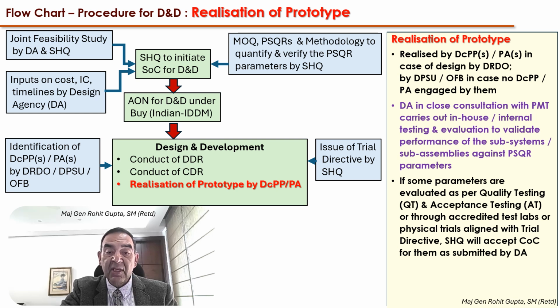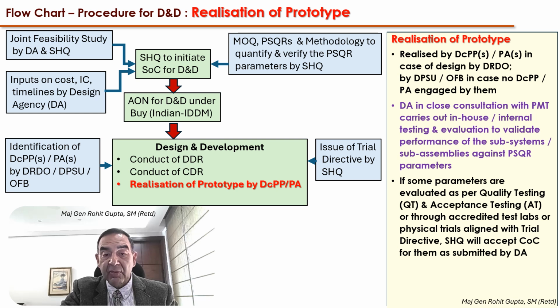The design agency is still responsible for hand holding. It's not that it carries out the design and washes its hands off to the production agency or the design cum production partner. It is in close consultation with the PMT, which is an interface with the SHQ, and carries out in-house internal testing and evaluation of the prototype to validate the performance of the subsystems and the subassemblies. And all these are against the PSQR parameters. So internal trials are conducted at the prototype stage.